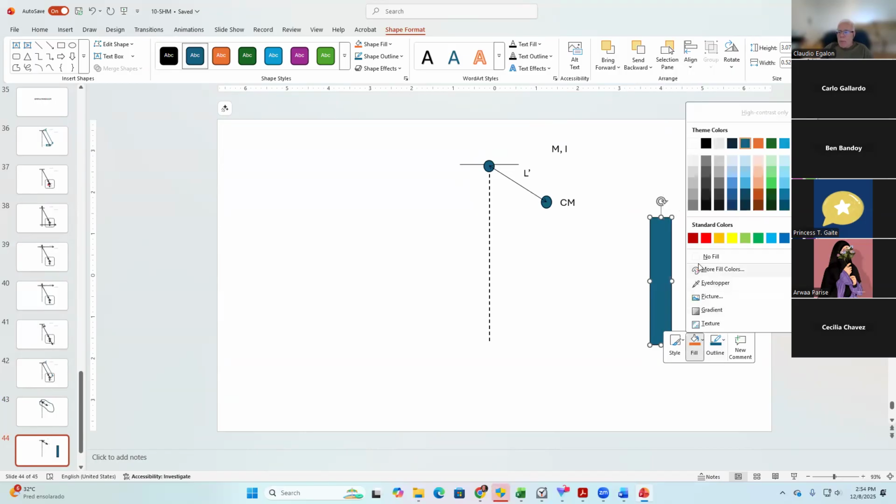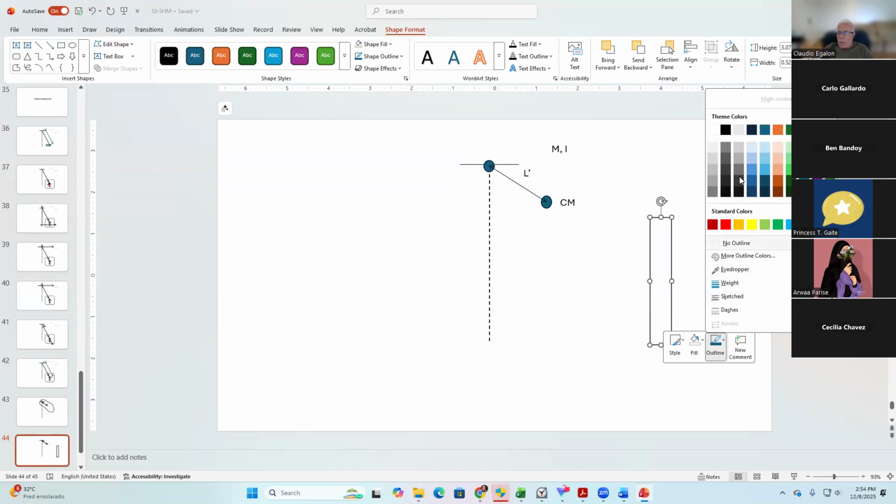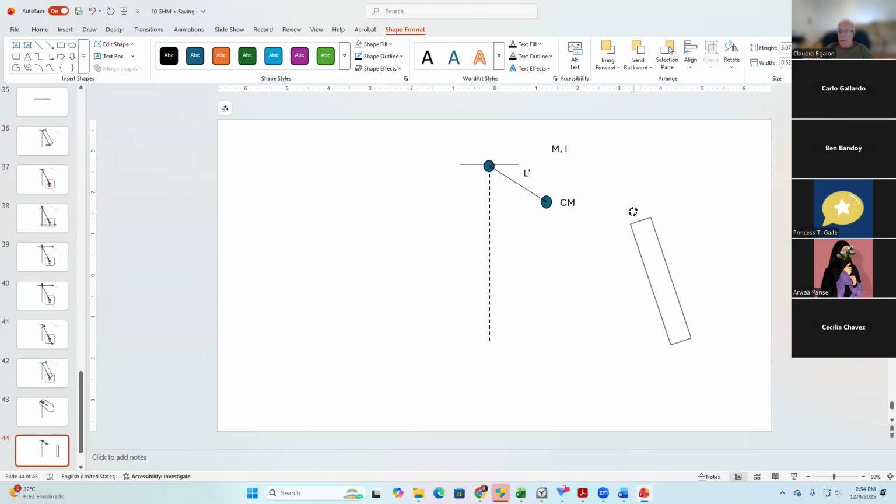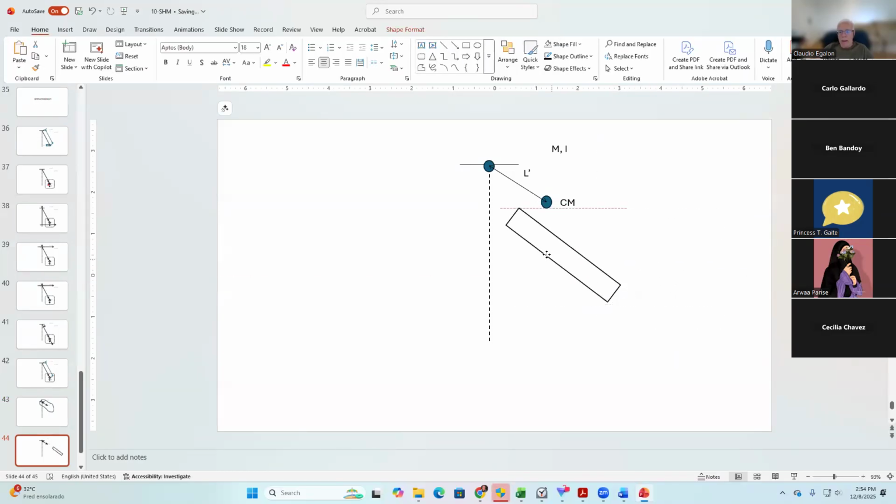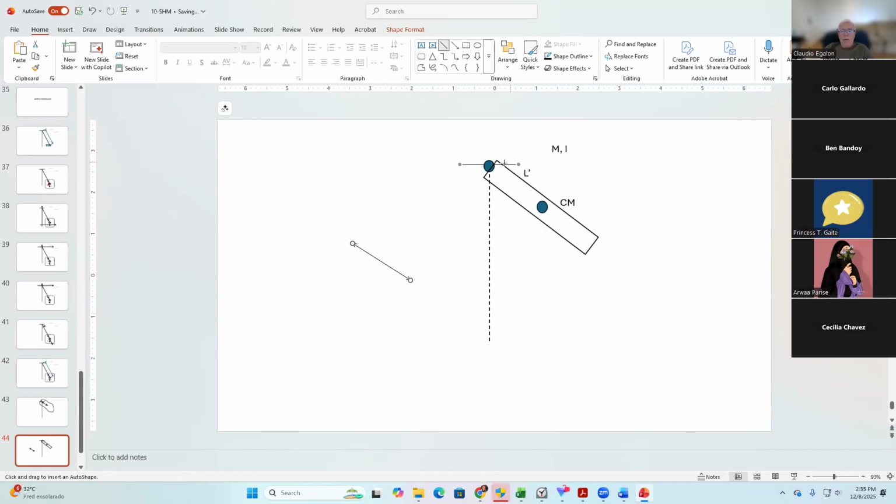Like this one. The center of mass of this object will be exactly at the geometrical center of this rectangle. Let's put a rectangle, okay? And let's see, I am suspending it from here, and I'm going to show exactly where the center of mass is.